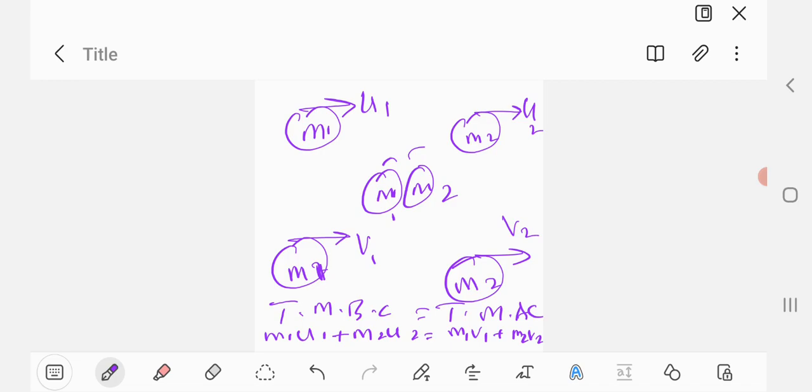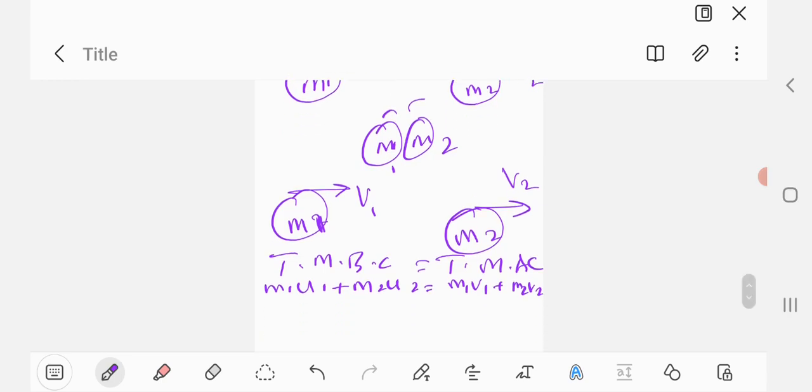And now you can see, guys, the directions of the arrows are the same, so I'm going to consider the positive sign with the velocity. But if the direction of the object changes, then you will change the sign of the velocity or speed.